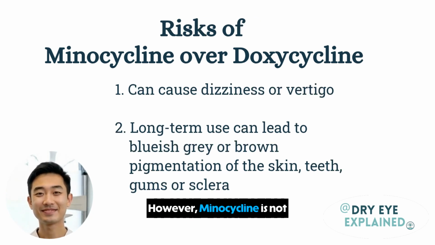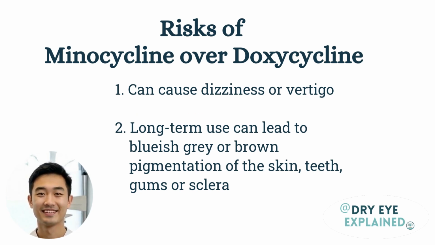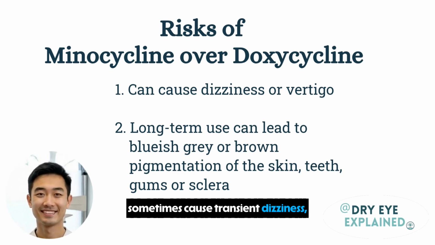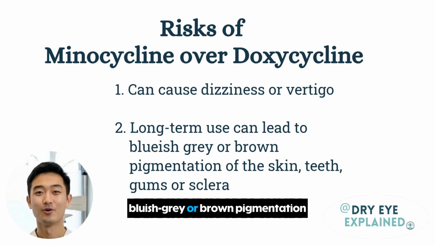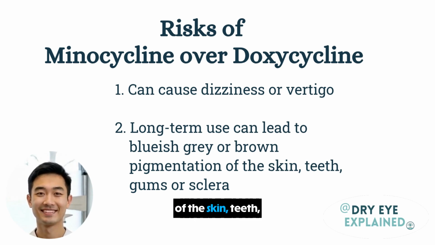However, minocycline is not without its own distinct risks that you must be aware of. While relatively uncommon, it can cross the blood-brain barrier slightly more easily, which means it can sometimes cause transient dizziness, lightheadedness, or vertigo, especially during the first few weeks you start taking it. In very rare cases with long-term high-dose use, it can cause a harmless but visually noticeable bluish-gray or brown pigmentation of the skin, teeth, gums, or even the sclera, the white part of the eyes.